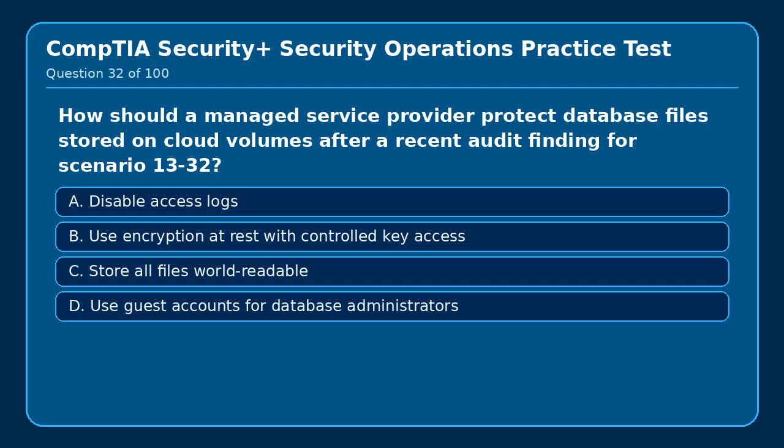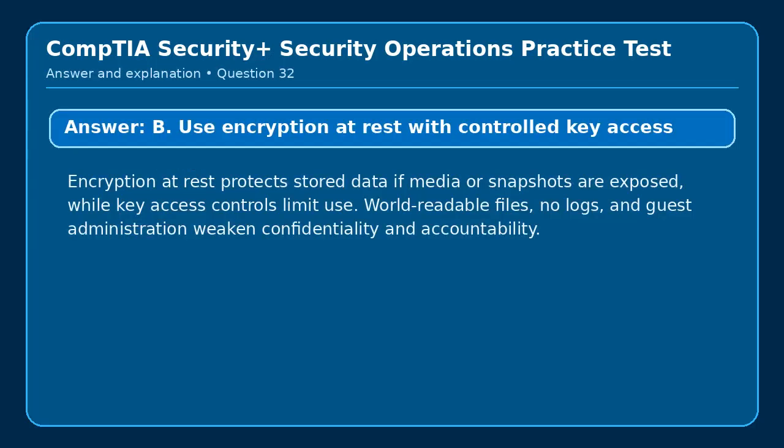Question 33. Which key management practice is strongest for retail chains' high value signing keys during a pilot deployment for scenario 13 to 33? A. Store and manage keys in an HSM with rotation procedures. B. Reuse one key forever. C. Place keys in public code repositories. D. Email private keys to administrators. Take a moment to choose your answer.